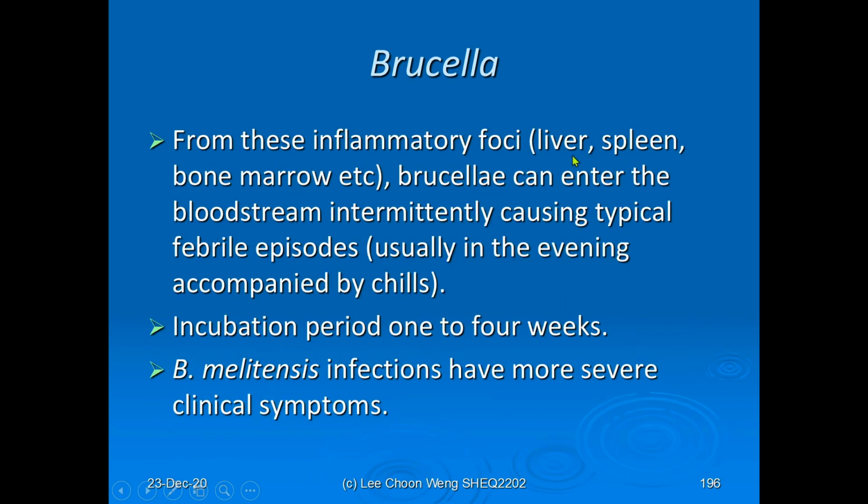From these specific organs, liver, spleen, bone marrow, etc., the bacteria enter the bloodstream intermittently, causing typical febrile episodes. So we have episodes of fevers accompanied by chills, which gives the name undulating fever. The incubation period is 1 to 4 weeks. Brucella melitensis infections have more severe clinical symptoms.